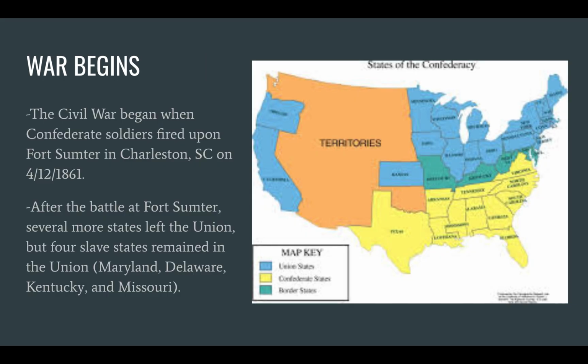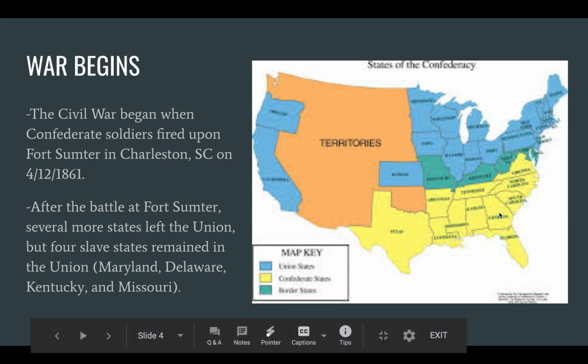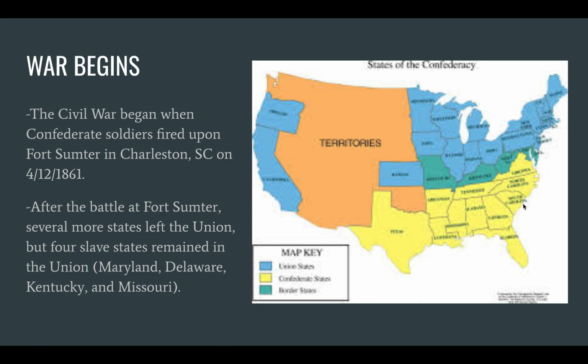So the Civil War began when Confederate soldiers fired upon Fort Sumter in Charleston, South Carolina on 4/12/1861. So we're talking about right over here in South Carolina. Okay? Now, after the battle at Fort Sumter, several more states left the Union. Several of these southern states had left the Union already, but some decided to leave after. But there were four states that decided to stay in the Union: Missouri, Kentucky, Maryland, and Delaware, and then later West Virginia would be formed out of the western part of Virginia.